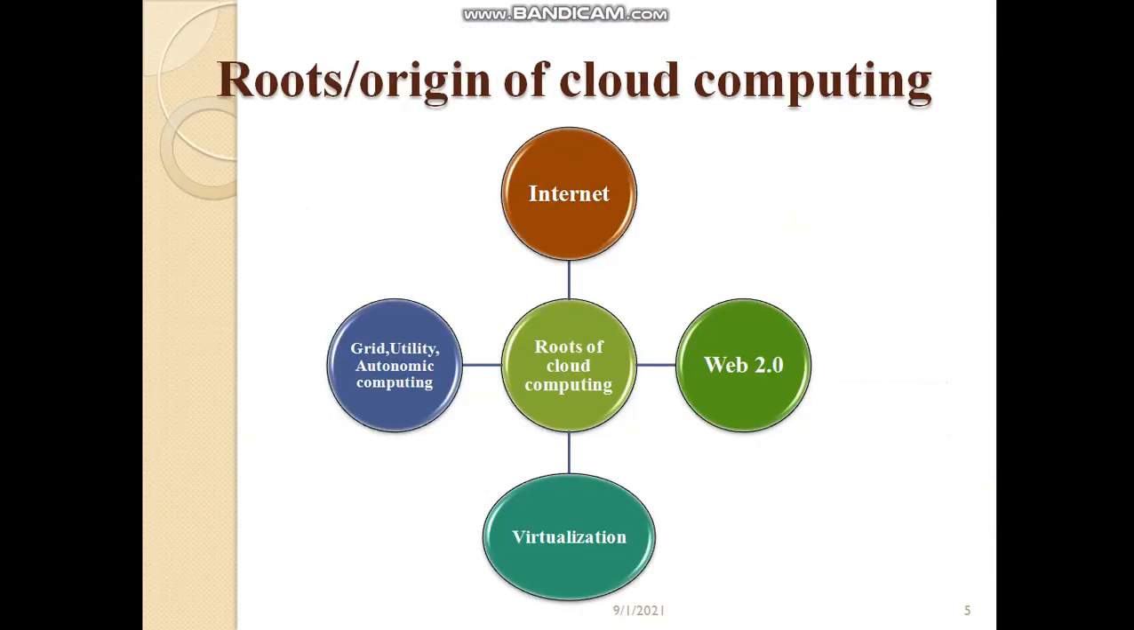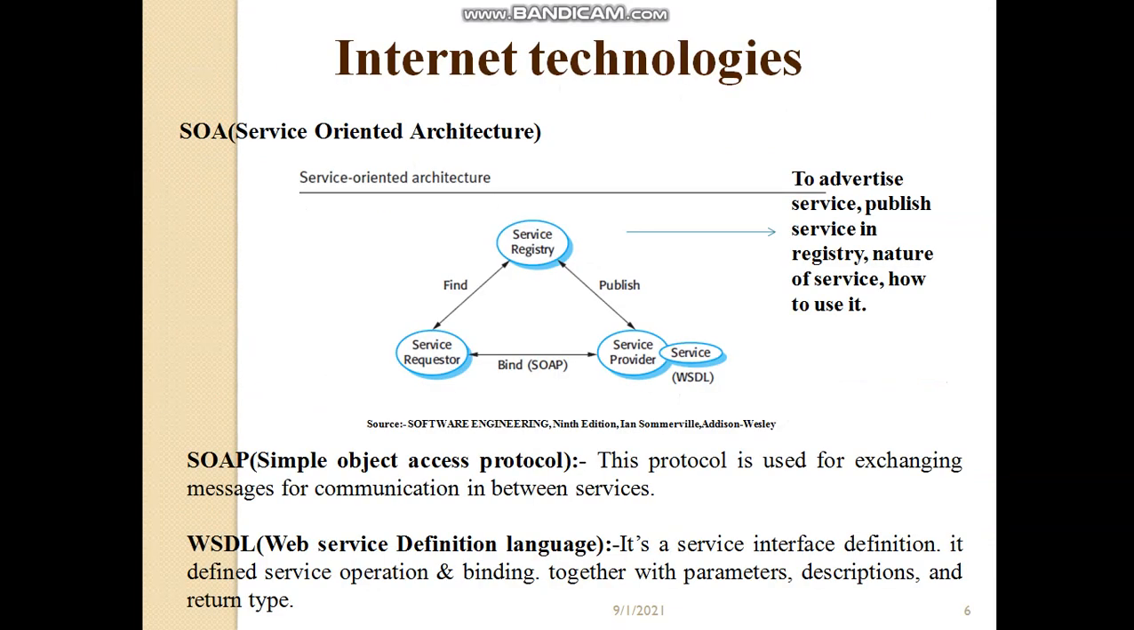So before starting anything, we will first see the roots, or we can say the origin, of cloud computing. So very first is internet, then web 2.0, virtualization, grid and utility, and autonomic computing. We will see first internet technology. It's a very simple thing that without internet you cannot access cloud.